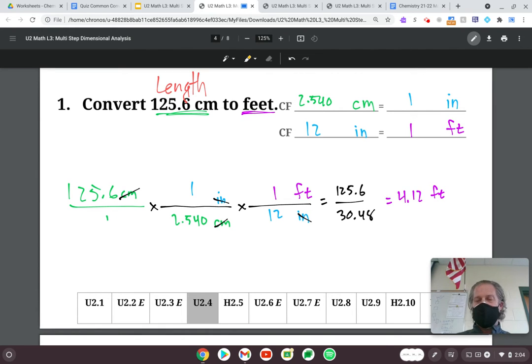And again, I'm using the color coding here just so that my eye can be visually trained to see when things cancel out. So if I have something on top and something on the bottom, the same unit, that means I can cancel it out. Next one.